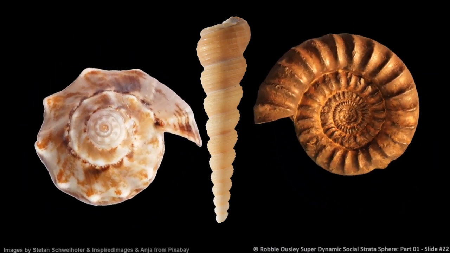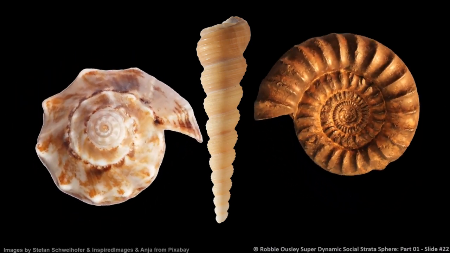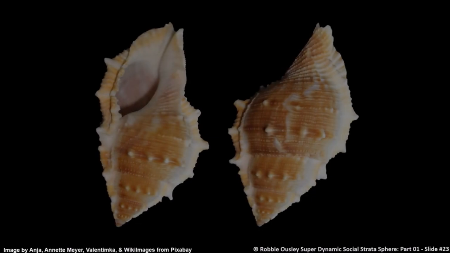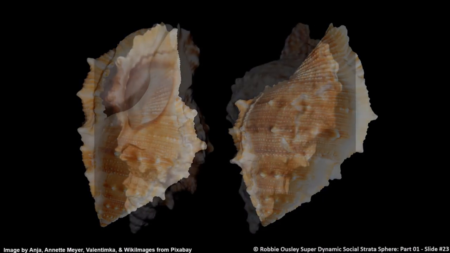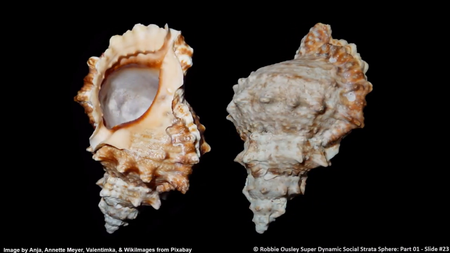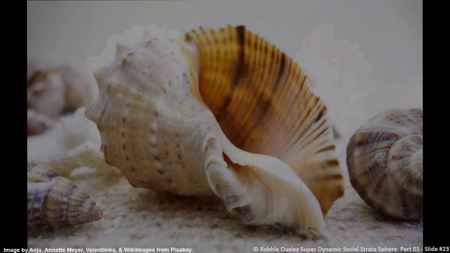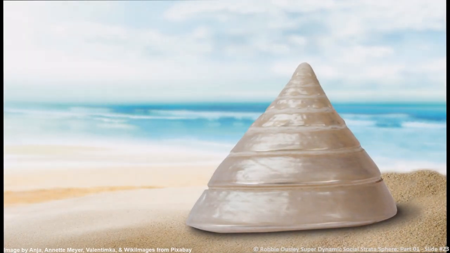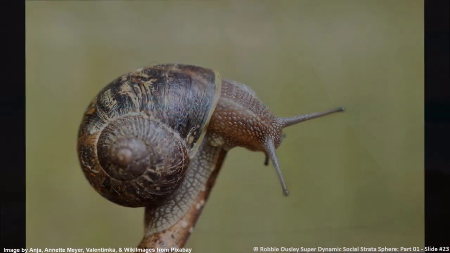The new material is added in a spiral pattern and continues to grow as the animal grows. The spiral pattern is often very pronounced and it can be a striking feature of the shell. The spiral patterns also relate to the way the animals move. It helps the animal move more efficiently and strengthens the shell for protection.